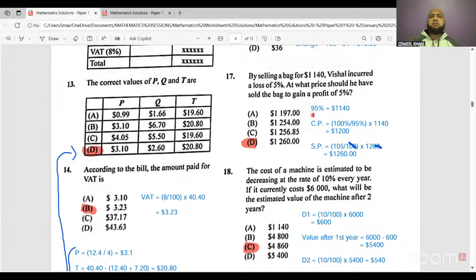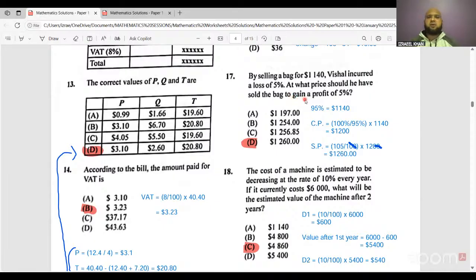So what we need to do, or one way of doing it, is to find the initial cost price. What would be my initial cost price? It would be 100% over 95 by 1140. And working this out, you'll get $1,200 as your cost price. Again, you could say 5 into 95 and then 5 into 100 and work your way from there. You get $1,200 for your cost price, but they didn't ask for your cost price.